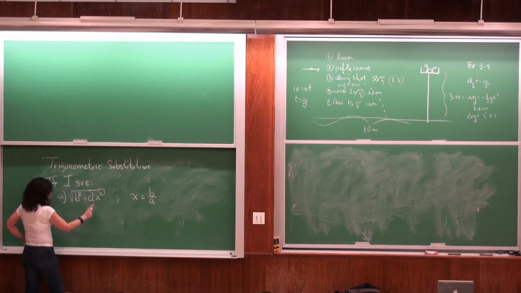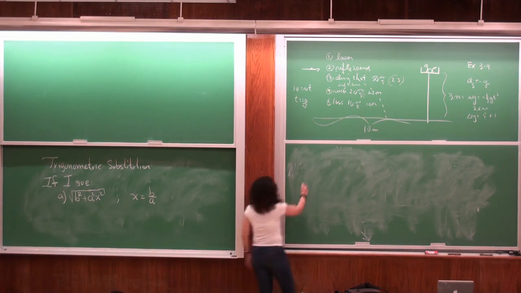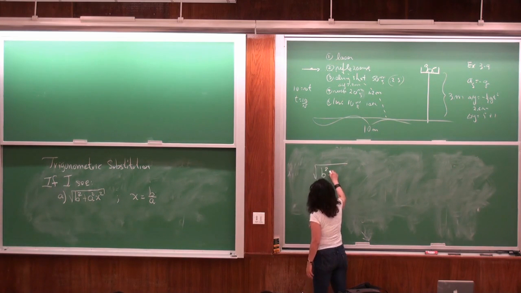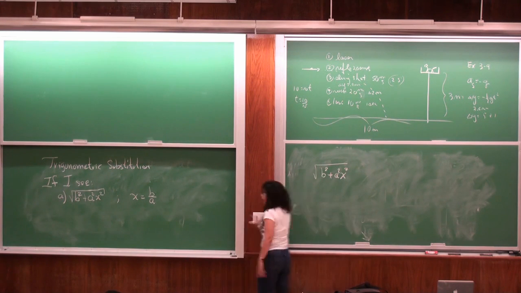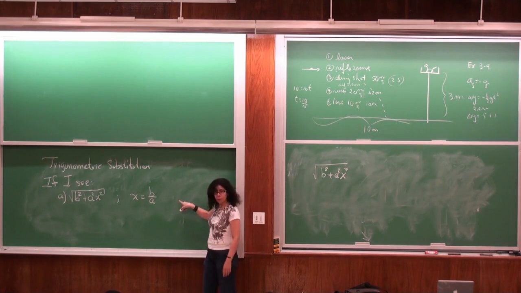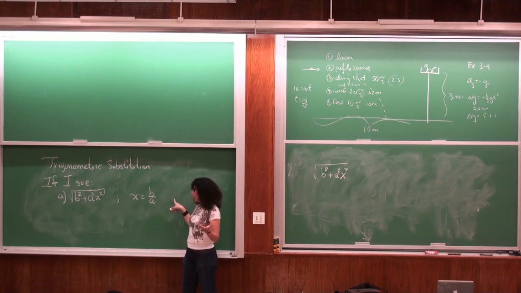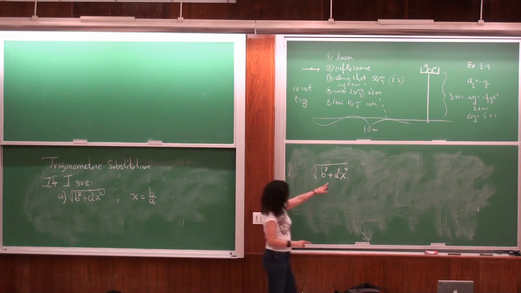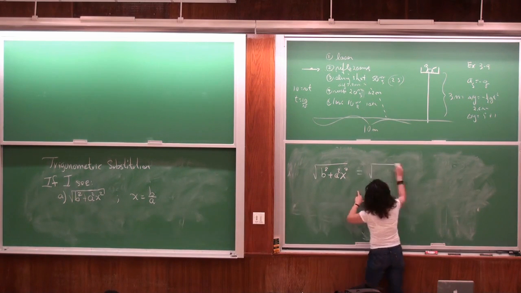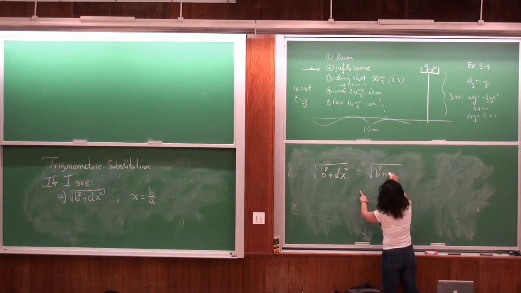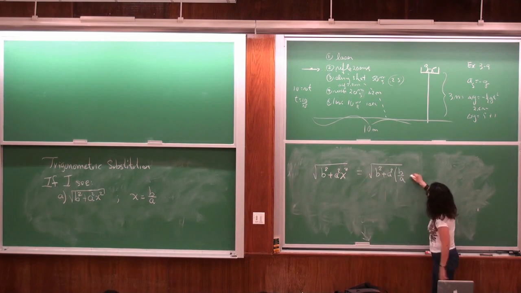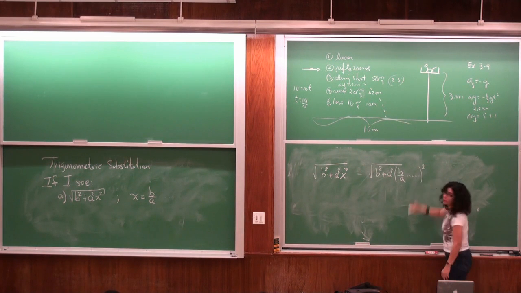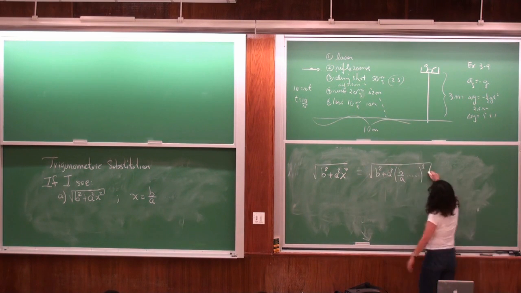Let me put it over here. If I have B squared plus A squared x squared, I need to put more stuff here, but I want you to tell me what I need. If I plug in B over A instead of my x, I'm going to have B squared plus A squared times B over A, and then something here, squared. All this is inside the square root.